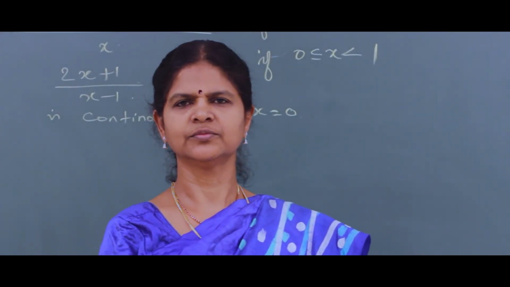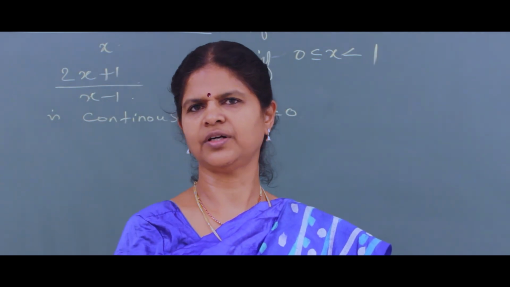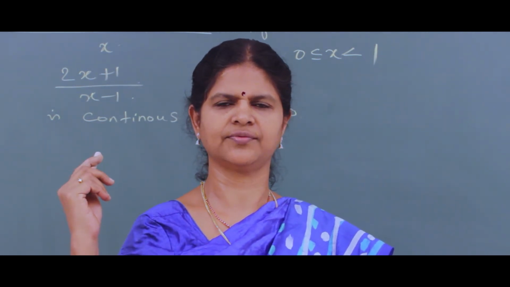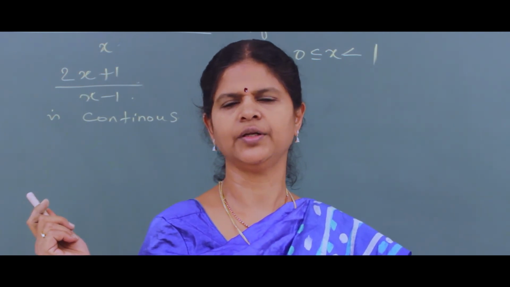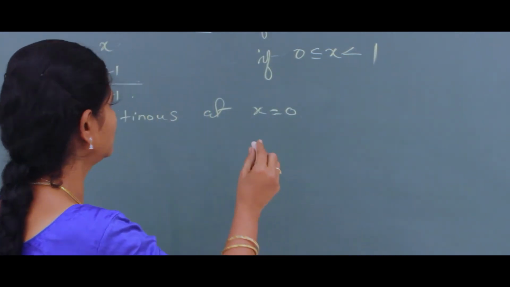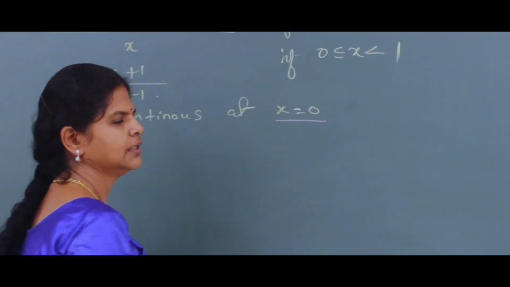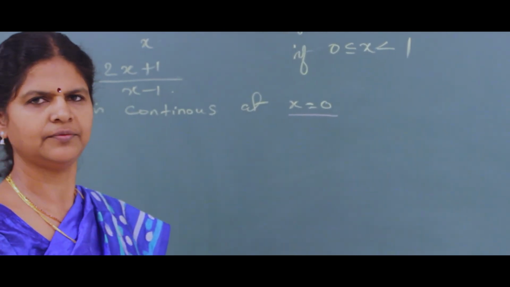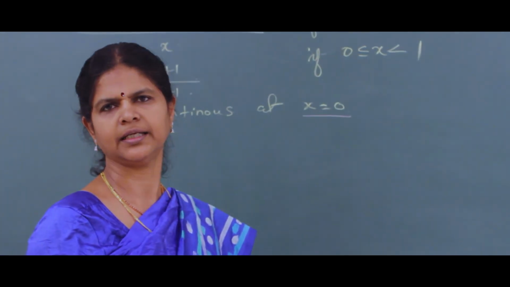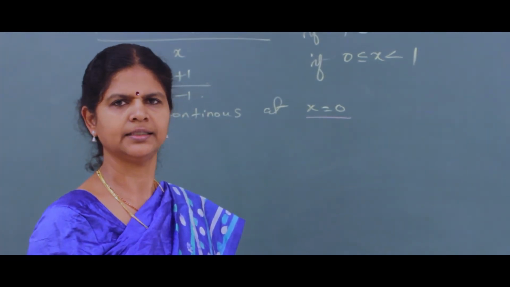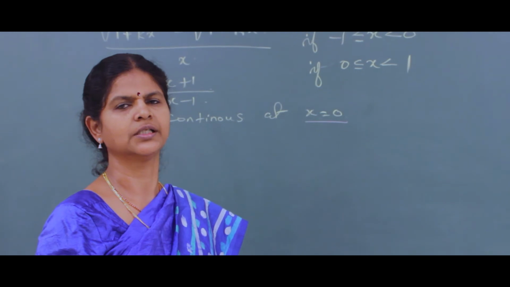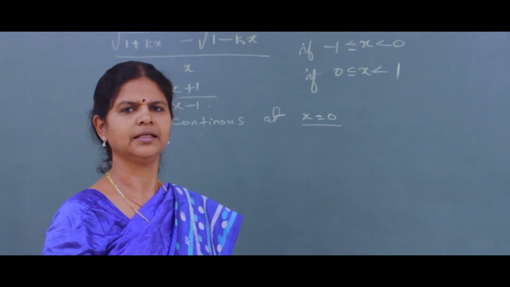Next problem, find the value of k. A rationalized function is given, so in this we have to find the k value. Given the function is continuous at the point x equal to 0, at x equal to 0 the left hand limit and the right hand limit are equal. That is a condition, and it is equal to the value of the function. So we can find the k value.